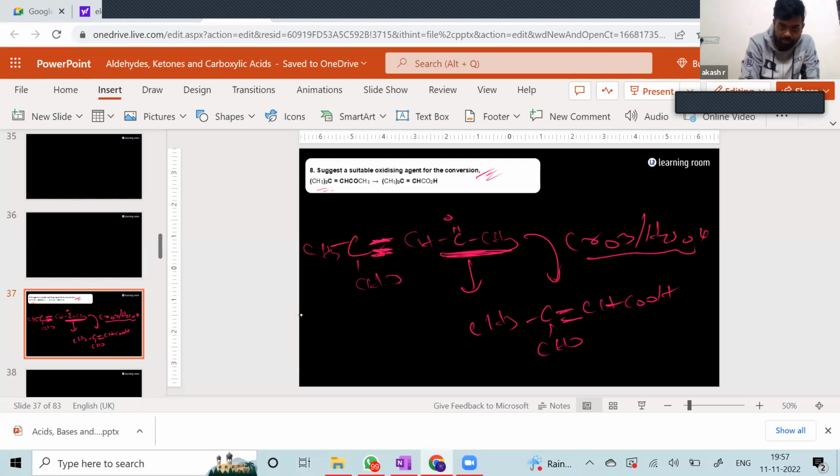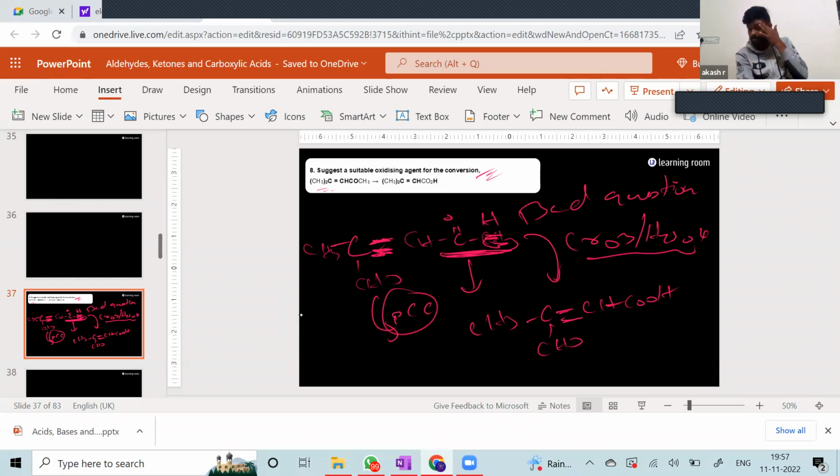Actually, it's a very bad question. Okay, this is a very bad question, right? Because a ketone giving an acid, that's really not a good question. But if at all I had an aldehyde here, instead of this, if I had an H and if I asked you this question, you could have actually gone for PCC. What is PCC? Pyridinium chlorochromate.